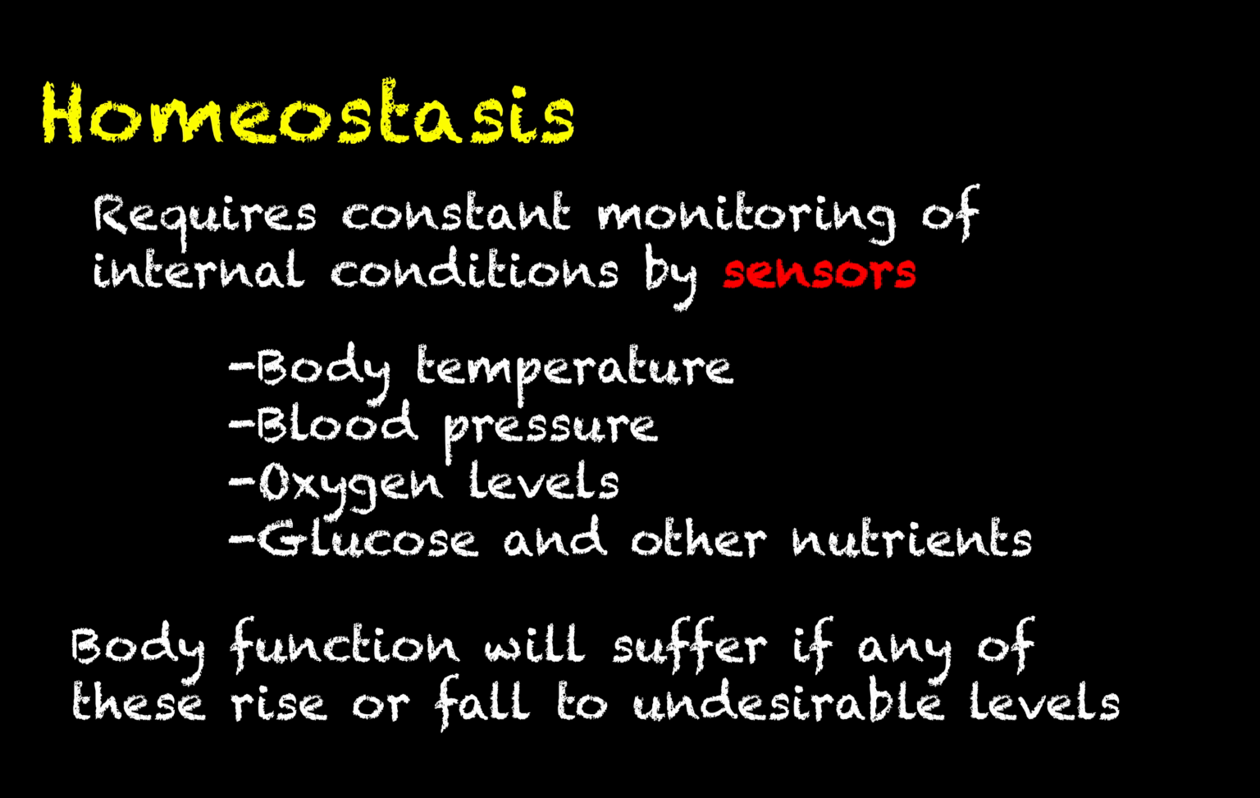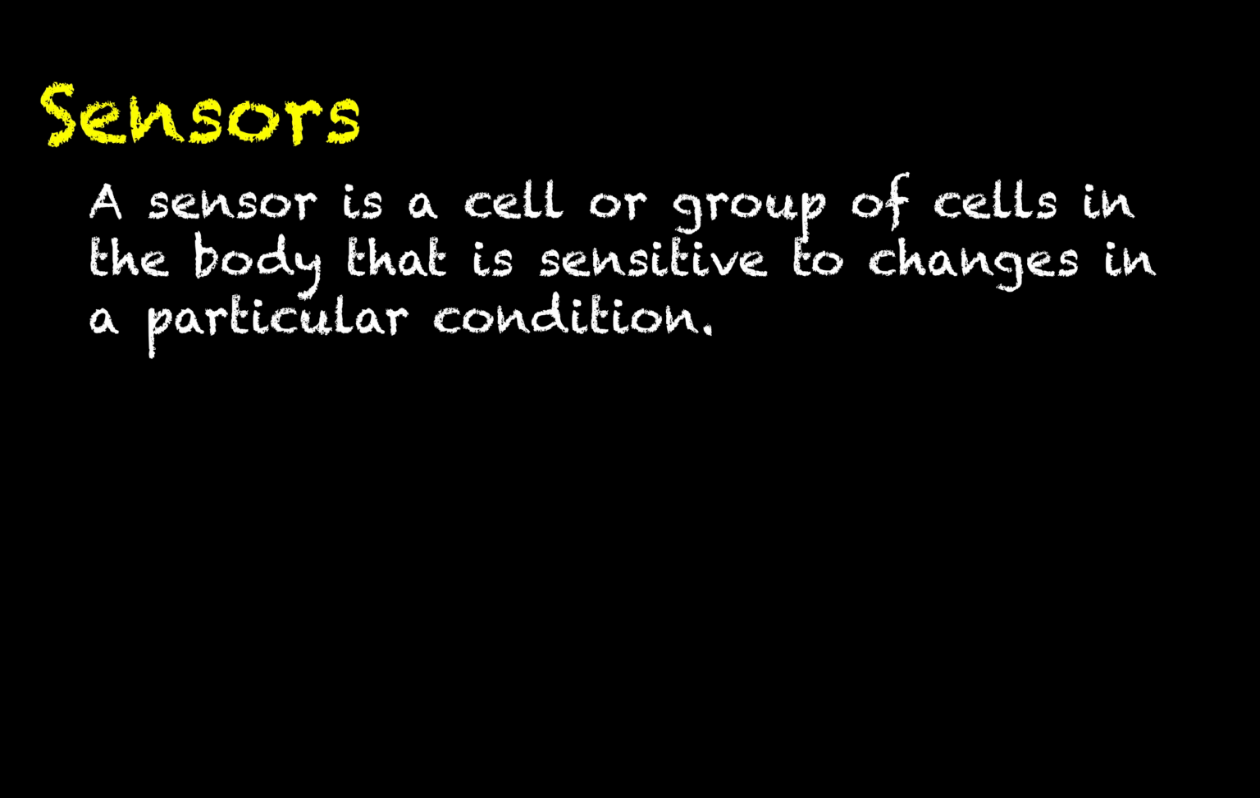So the idea here is that your body's function will greatly suffer if any of these conditions rise or fall to undesirable levels. The common theme here is that we don't want any of these things to get too high or too low, and homeostasis helps us to prevent those sorts of things from happening. So, as to what a sensor is: a cell or group of cells in the body that is sensitive to changes in a particular condition. And what we're going to see here is that sensors tend to be very particular about what they are sensing.